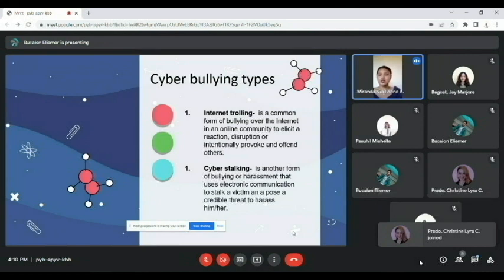Second is cyberstalking. So it is another form of bullying or harassment that uses electronic communication to stalk a victim and pose a credible threat to harass him or her. So it is the act of persistent and unwanted contact from someone online. It may involve any number of incidents, including threats, libel, defamation, sexual harassment, or other actions in which to control, influence, or intimidate their target.